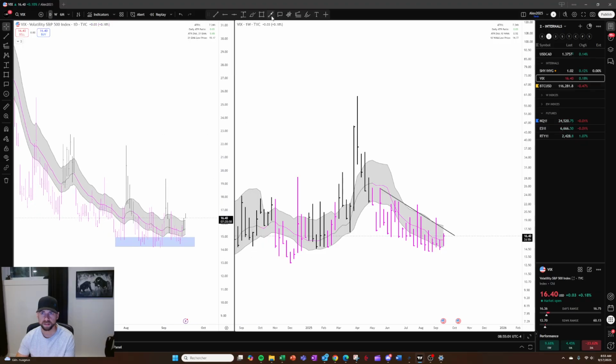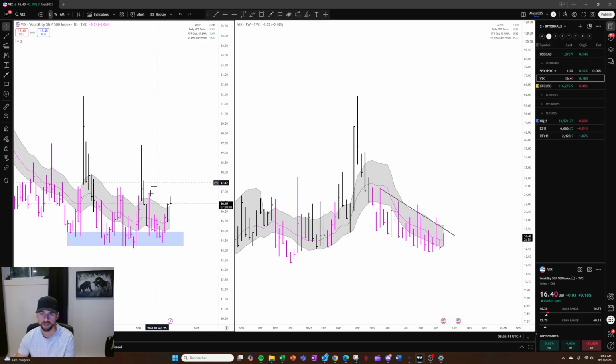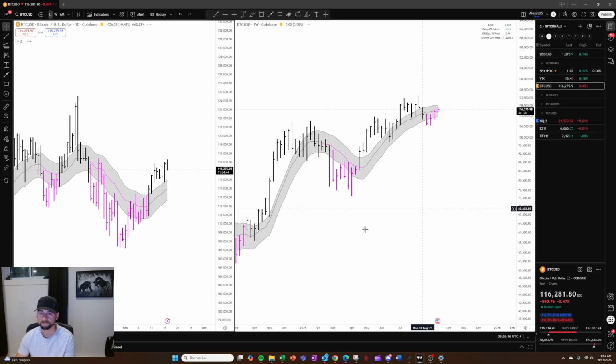Do we see a spike in the VIX right here, or do we see some rollover and rejection of the daily structure retest? That will give some good clues about this market as well.